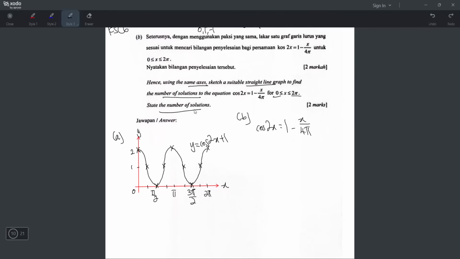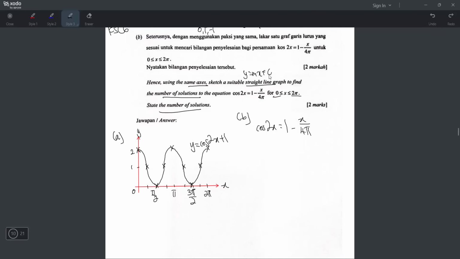They always ask to draw another straight line and find the number of solutions. When you want to find the number of solutions, it means you are finding the number of intersection points, right? It means later you have to draw a line and then find out how many times the straight line intersects the cos graph. But before drawing the line, you need to find out the equation of the line first.